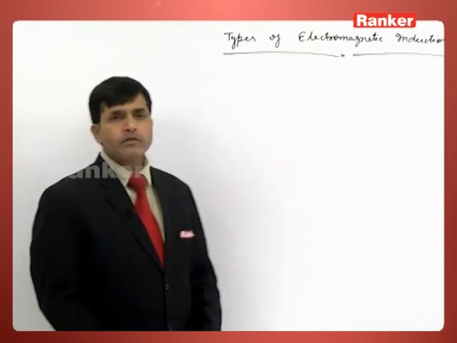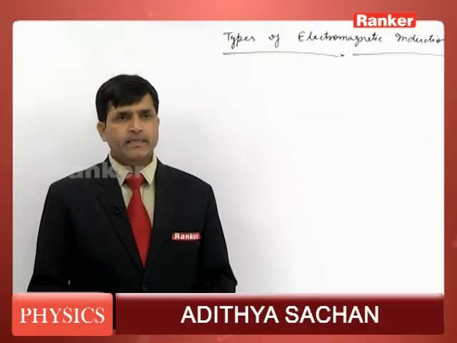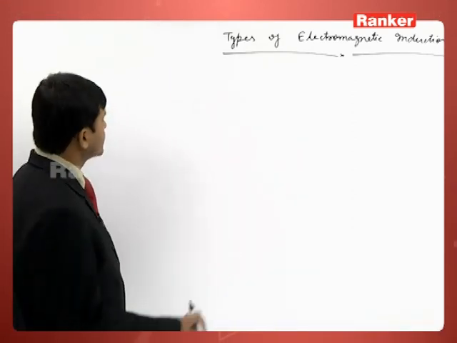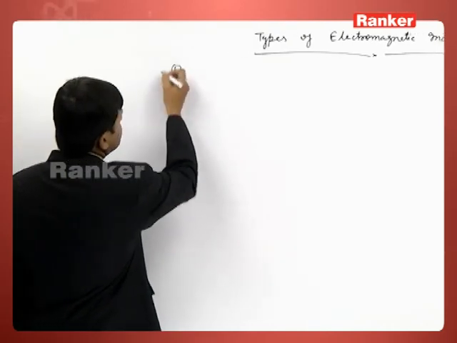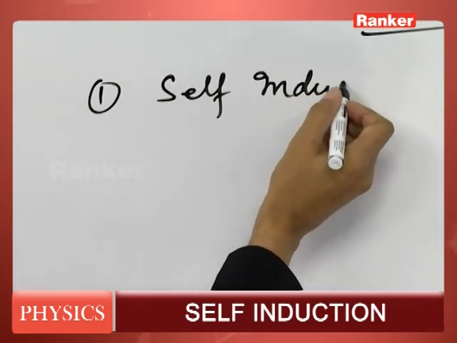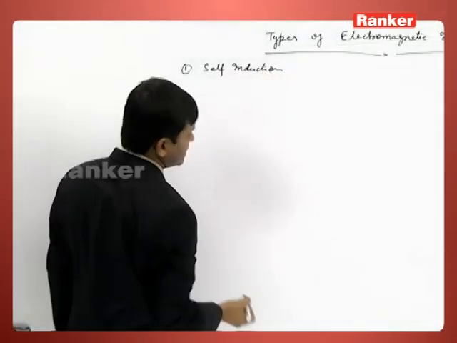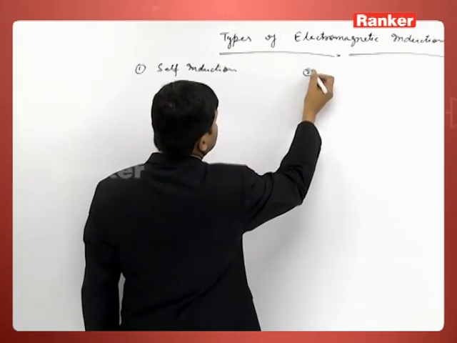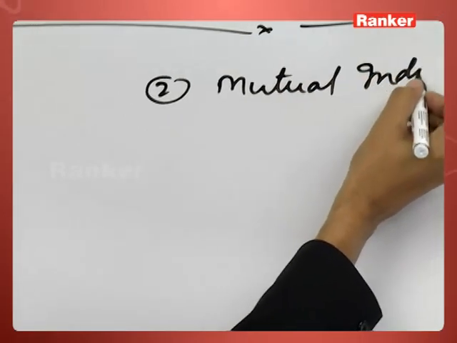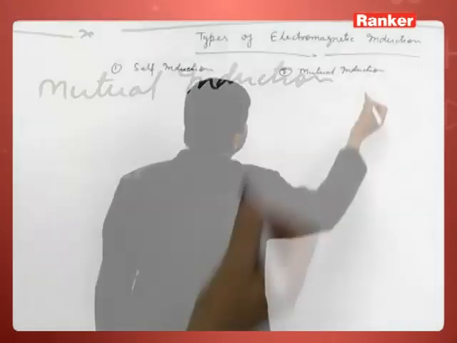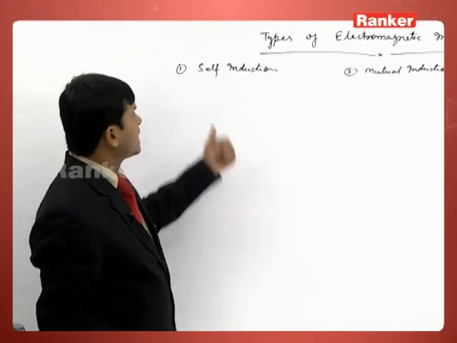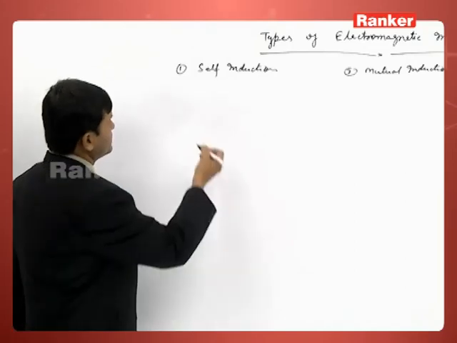Today we will discuss types of electromagnetic induction. There are two types of electromagnetic induction. First is self-induction, and another is mutual induction. Now one by one we will discuss both of them. First we would like to discuss self-induction.